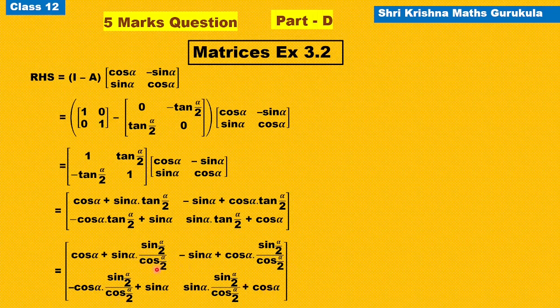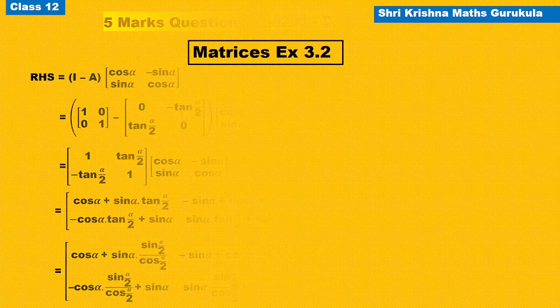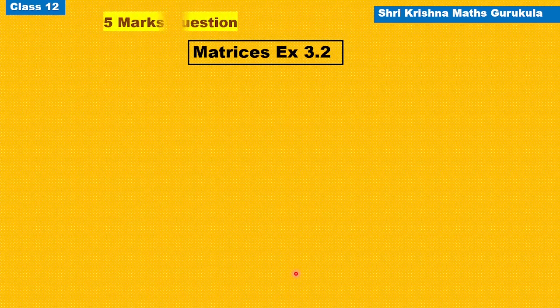What happens when we take LCM? This cos alpha by 2 into this term, correct? Here again cos alpha by 2 into this term. Then cos alpha by 2 into this term in the numerator. I'm talking about the numerator. Denominator part you already know it is cos alpha by 2. So here cos alpha into cos of alpha by 2 in the numerator. Is it clear? So we'll write the LCM.